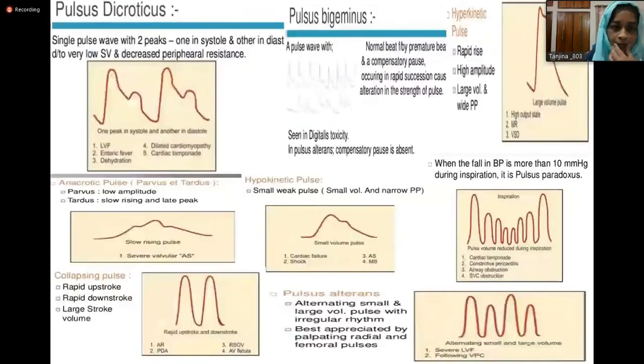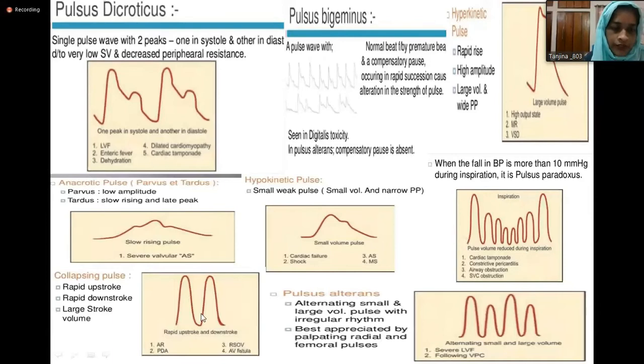And this is a figure of the different types of pulse at a glance. This is the slow rising hypokinetic pulse, called the small volume pulse, found in cardiac failure and shock. This is the high volume, hyperkinetic pulse found in high output states. And this is the collapsing pulse, which is very important for examining rapid upstroke and downstroke.